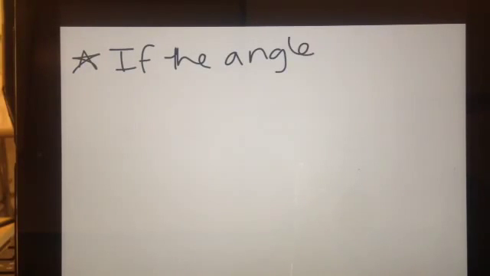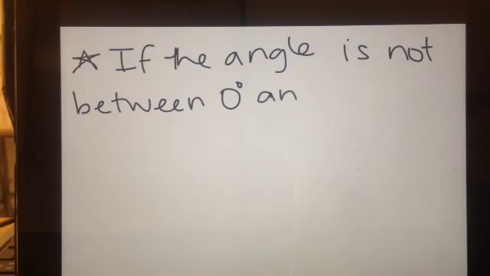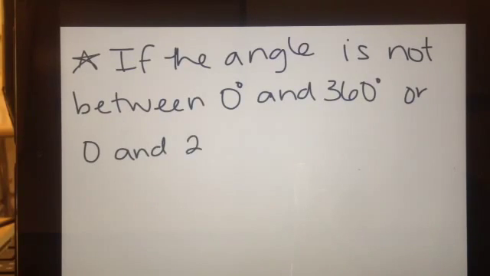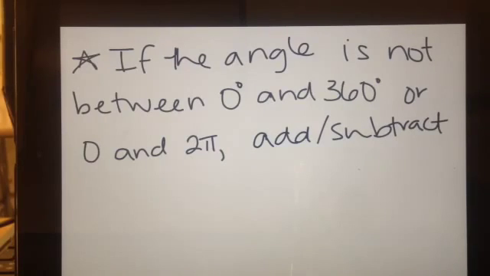So go ahead and write this on your paper. If the angle is not between 0 degrees and 360 degrees, or 0 radians and 2 pi radians, add and subtract 360 degrees or 2 pi until it is.